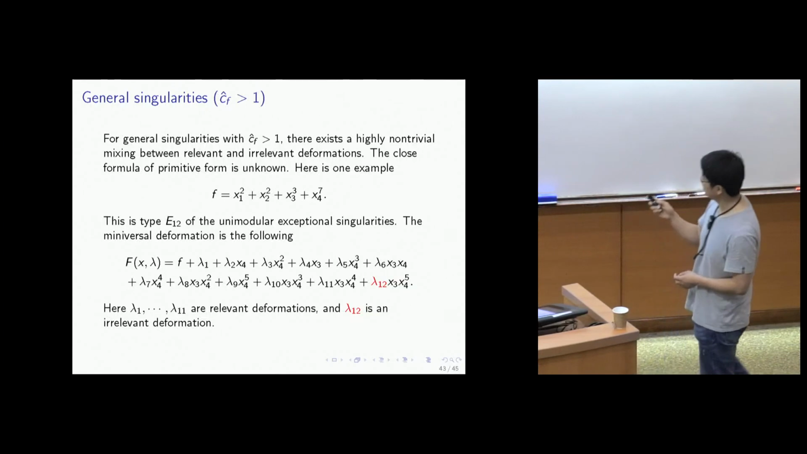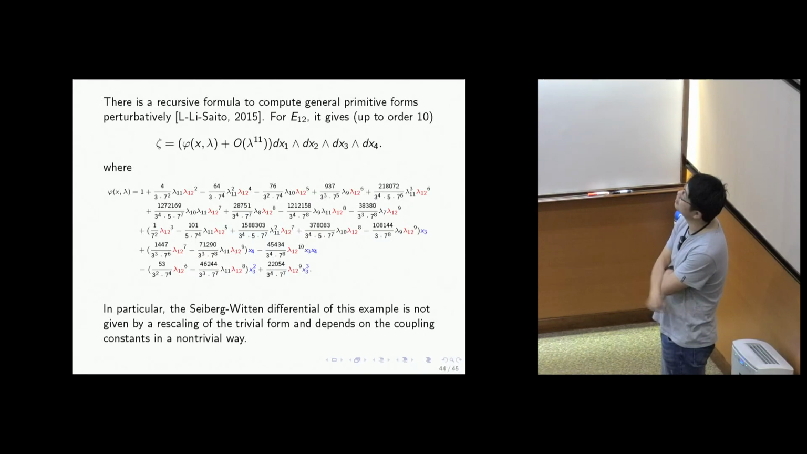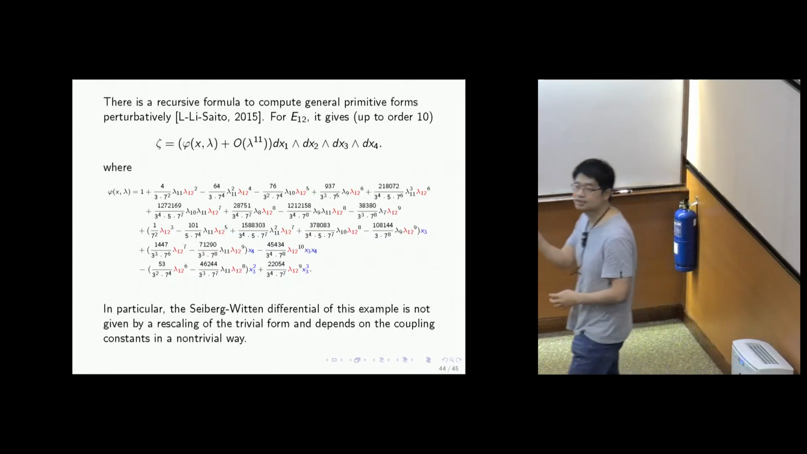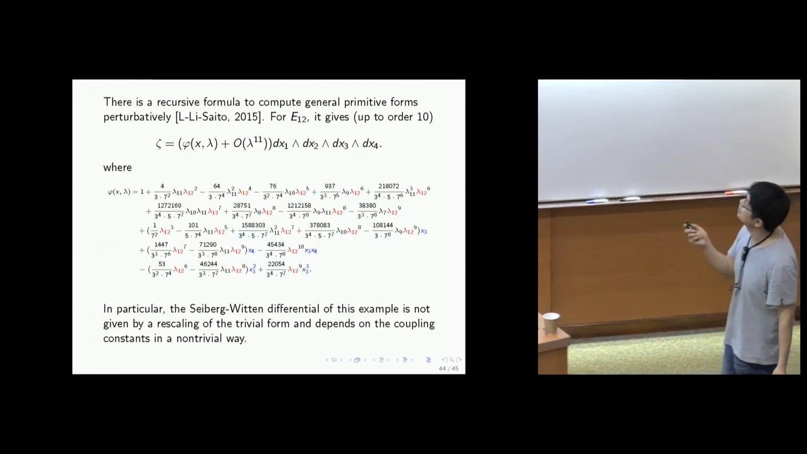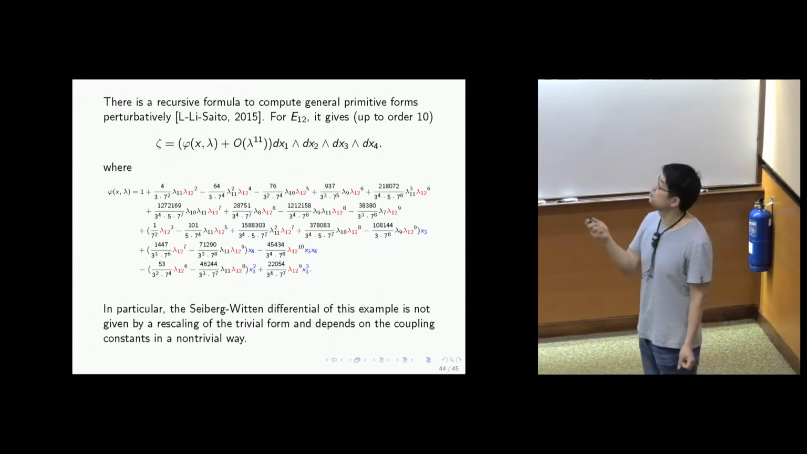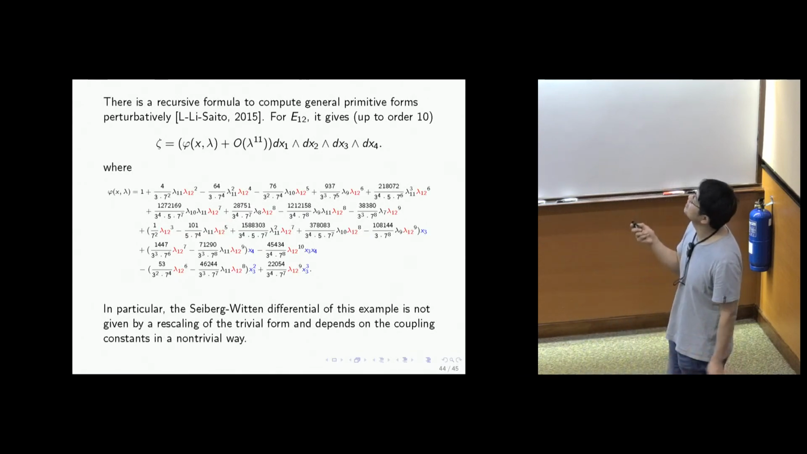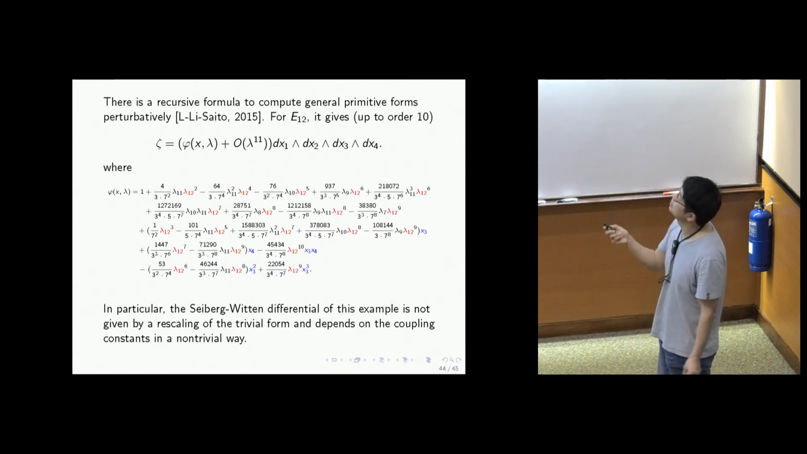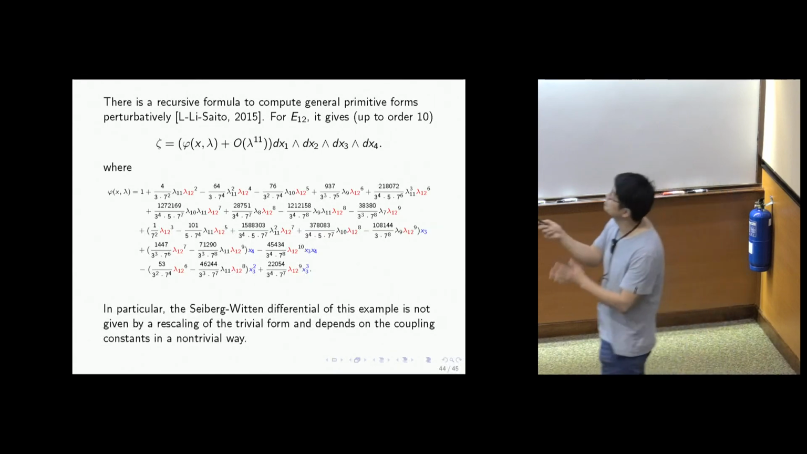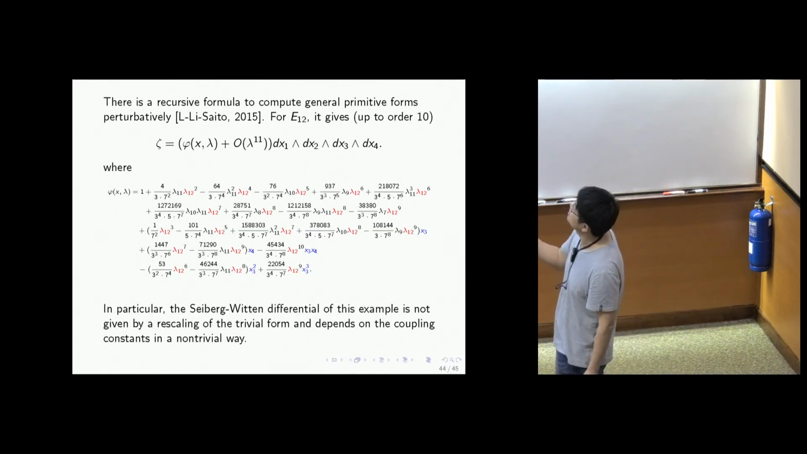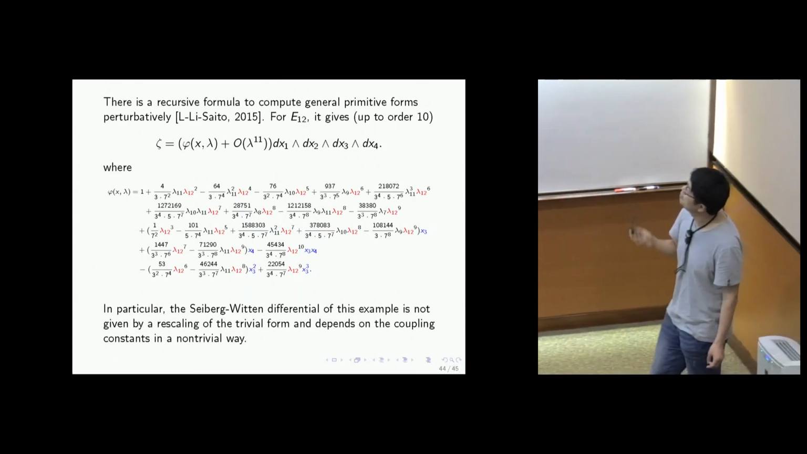Now, with this one, you can try to look at what the Seiberg-Witten differential looks like. As I mentioned, there is no closed formula, but a couple of years ago, with Changzheng Li and Kyoji Saito, we found a recursive formula to compute the asymptotic expansion. For example, if you apply this algorithm to this case, you find the primitive form looks complicated. There is a highly non-trivial mixing between the relevant and irrelevant deformations. All terms appear. So far we don't have a good understanding of these terms, but we know this exists.